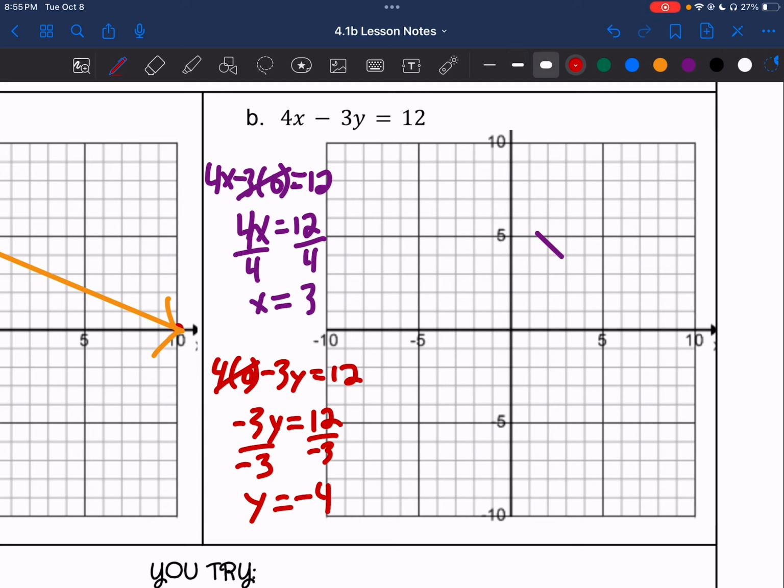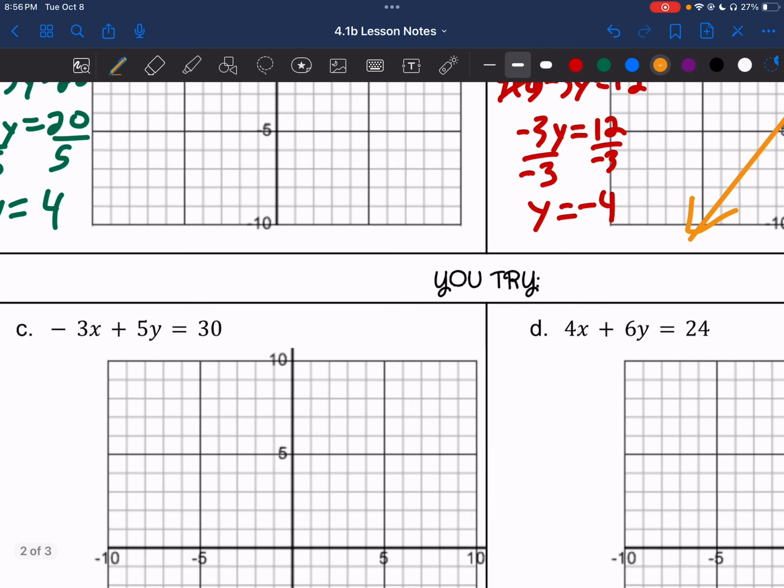So I can graph that. My y value is at negative 4, so I'm down 4 to the right 0. And my x value is going to be at positive 3. And I'm just going to connect those points with a line. And there we go. My arrows are at the end, and it's to the edge of the grid.